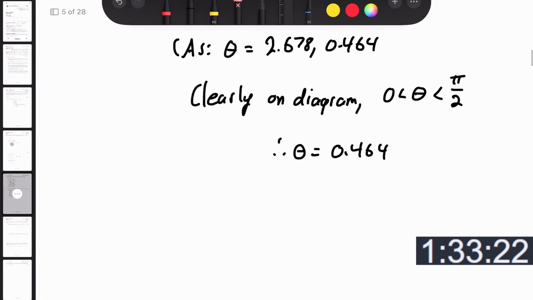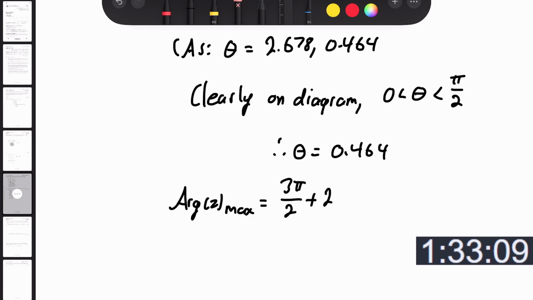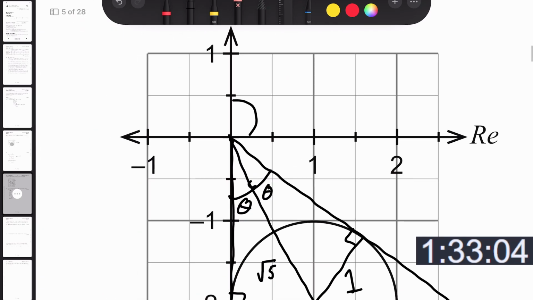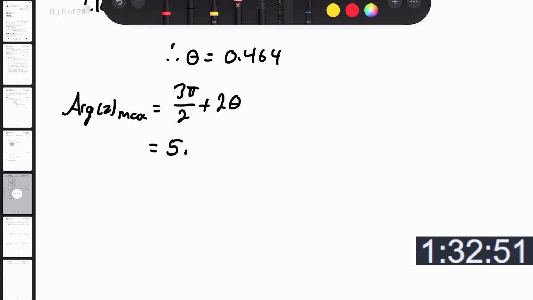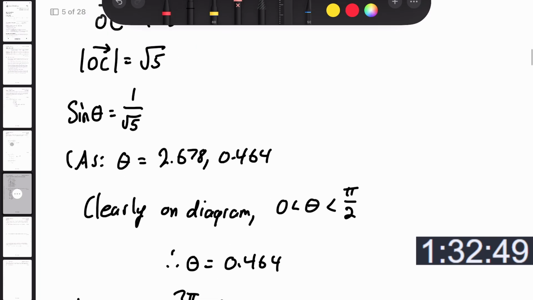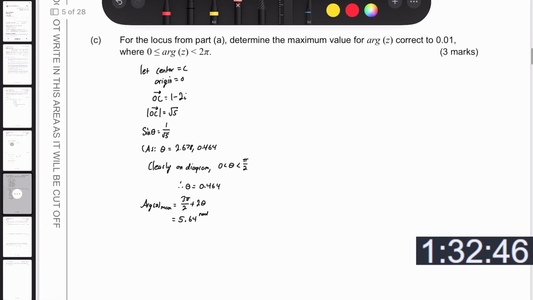So then argument of z max is equal to 3 pi on 2 plus 2 theta, because we're going to go half, half, half, so that's 3 pi on 2, and then 2 thetas around. So 3 pi on 2 plus 2 times 0.464, which is 5.64 radians. And 2 pi is about 6.28.